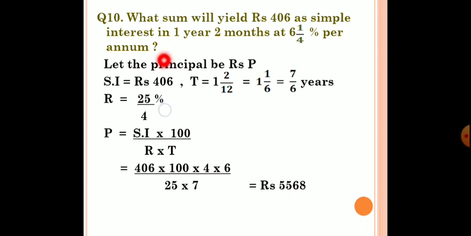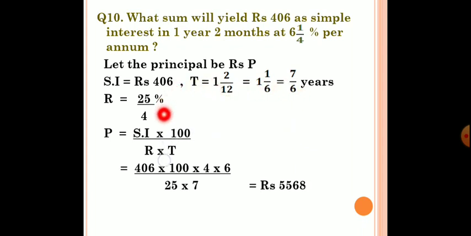Now to the next question, question number 10. What sum will yield rupees 406 as simple interest in 1 year 2 months at 6 1/4% per annum? Here they have asked us to find the sum, which is the principal. So let the principal be rupees P. Given simple interest is equal to rupees 406. Time is equal to 1 year 2 months. We can convert the 2 months into years by writing it as 2 by 12. Cancelling 2 and 12, I'll get 1 by 6. So we can write it as 1 1/6, which is equal to 7 by 6 years.